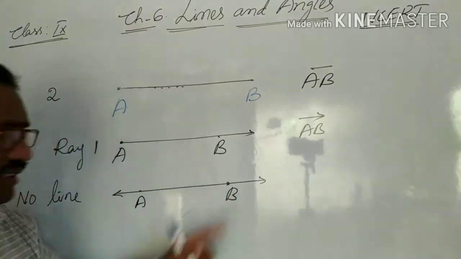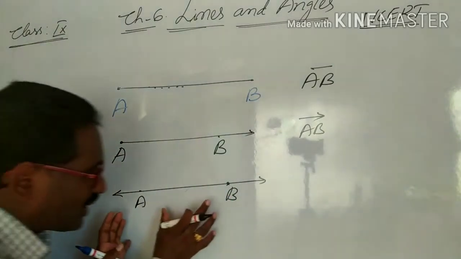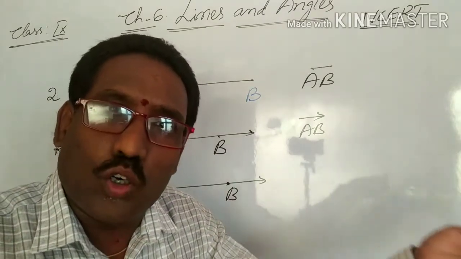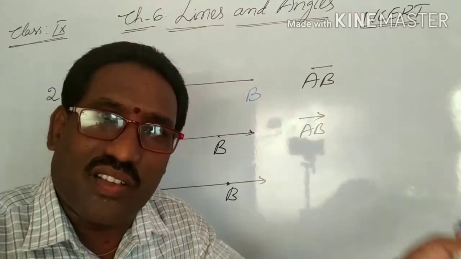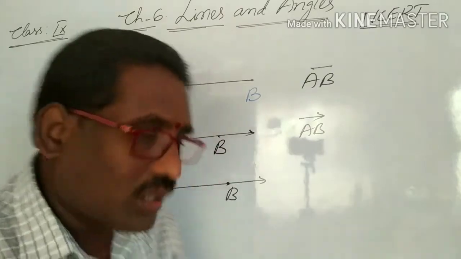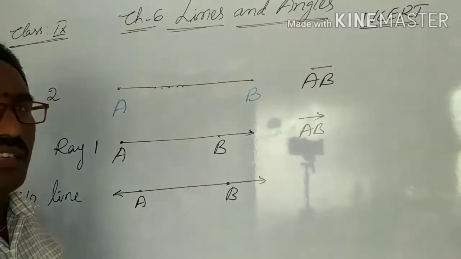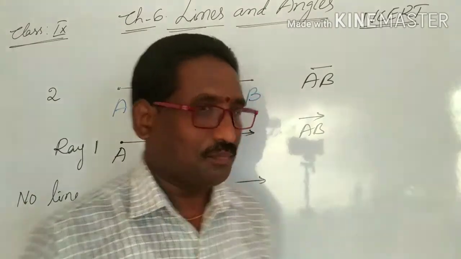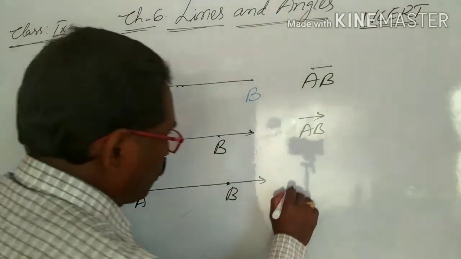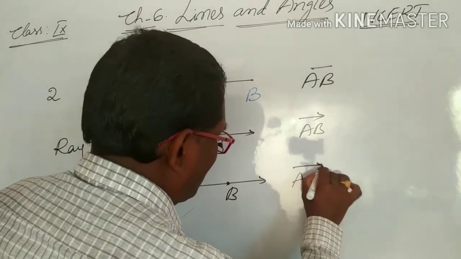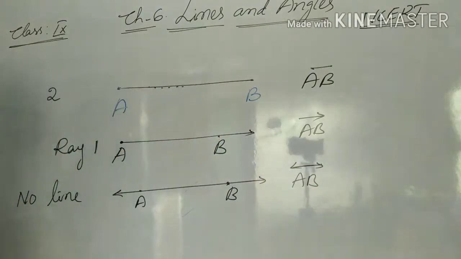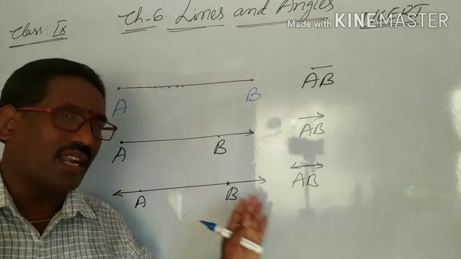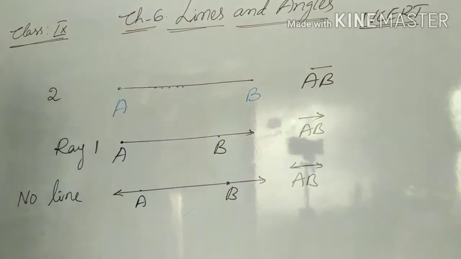Can you measure the length of the line? No. Why? Because we don't know where it starts and where it ends. There is no starting and ending point, so we can't measure the length of the line. This is how to write it: this is the line AB, shortcut, line AB.